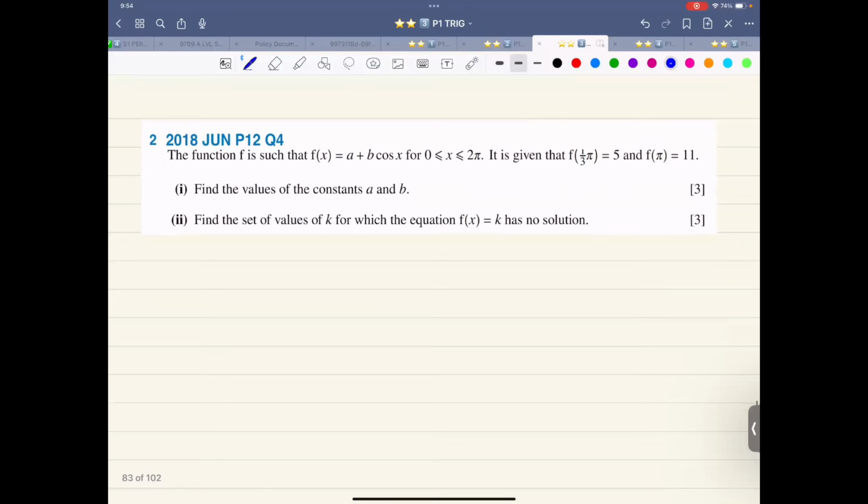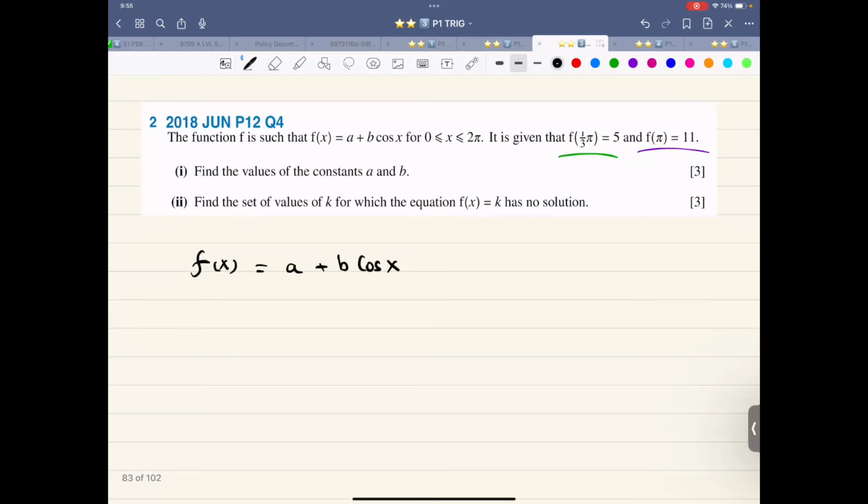Let's move on. Another question of the same type. Read through it. The function f is such that f of x is a plus b cos x. x lies between 0 and 2 pi. Again, we have to form two equations. The first equation, f of pi by 3 is 5. Second equation, f of pi is 11. Again, it's simultaneous.